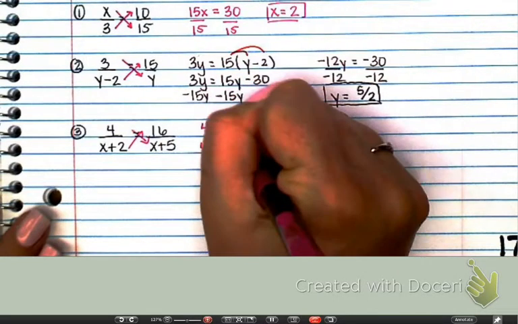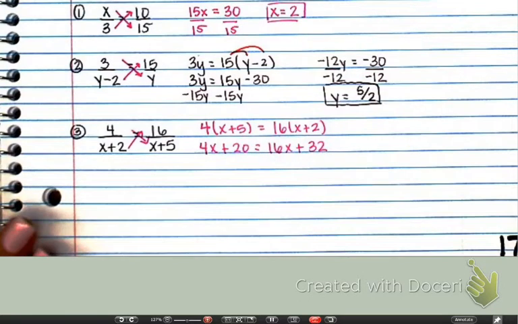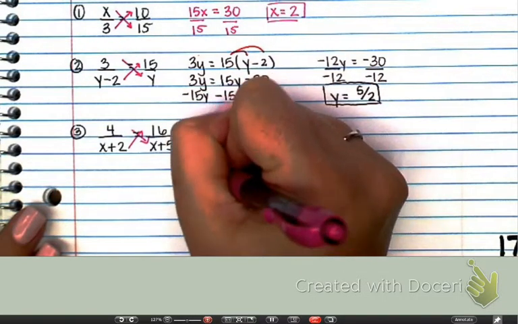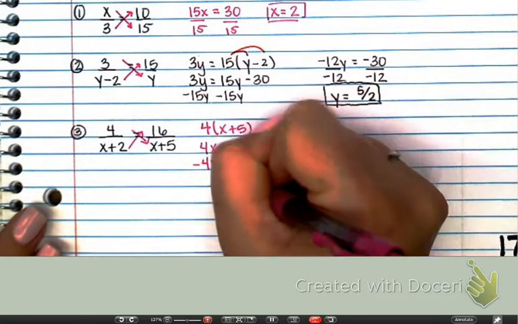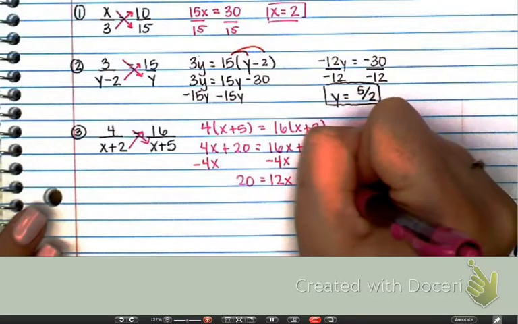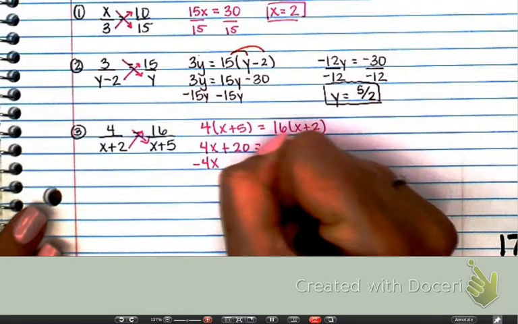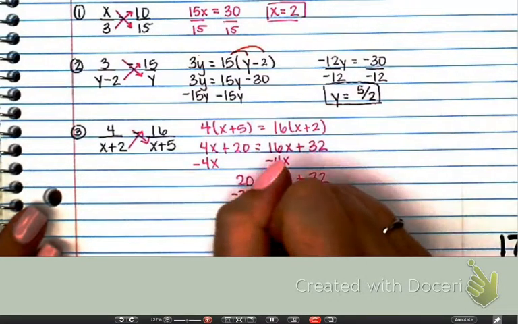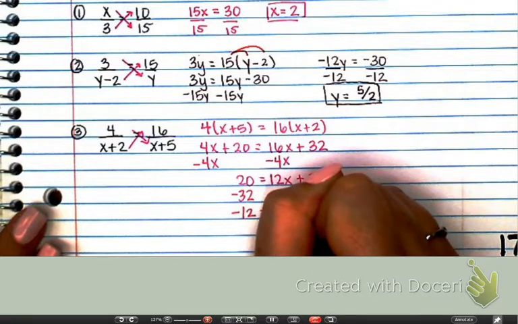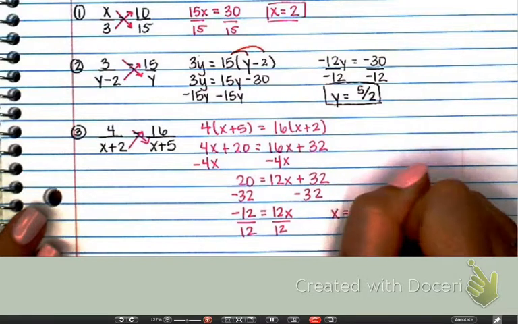4x plus 20 equals 16x plus 32. I'm okay with that. So I'm going to subtract 4x, giving me 20 equals 12x plus 32. I'm going to subtract 32, giving me negative 12 equals 12x. And when you divide by 12, you end up with x equals negative 1.